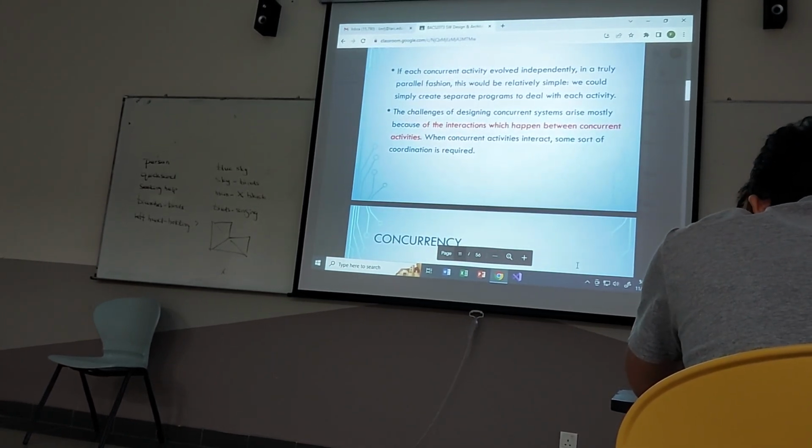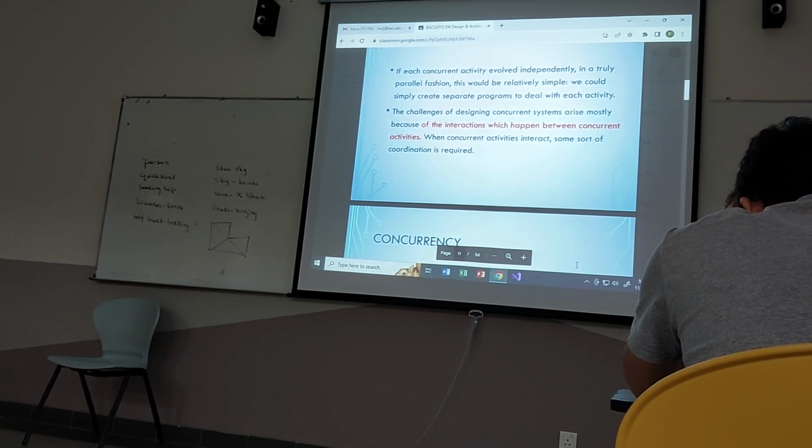So if you are able to separate the concurrent activities into independent functions, then they can be achieved in a truly parallel fashion. However, the challenge in designing a concurrent system is the interaction between the concurrent activities. If there are 2 or 3 processes or functions running concurrently, then you need to take care of them. First thing is, are they going to stop together?